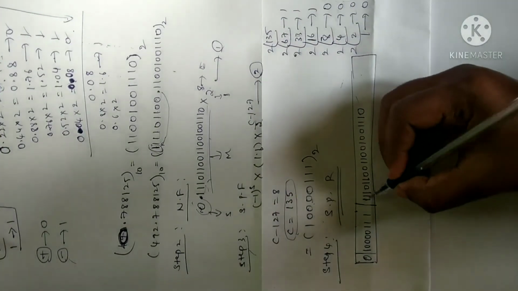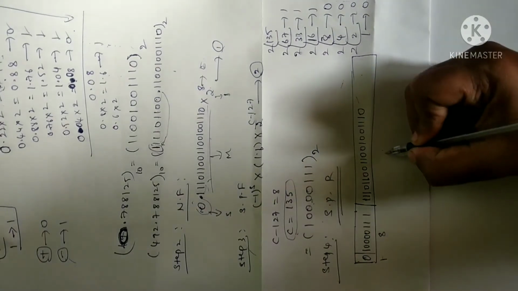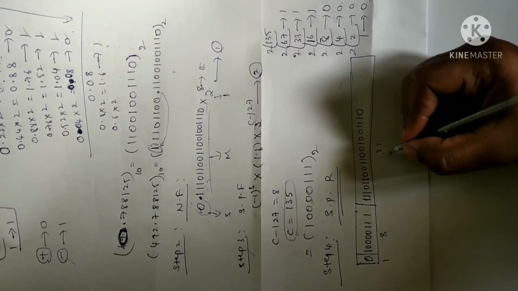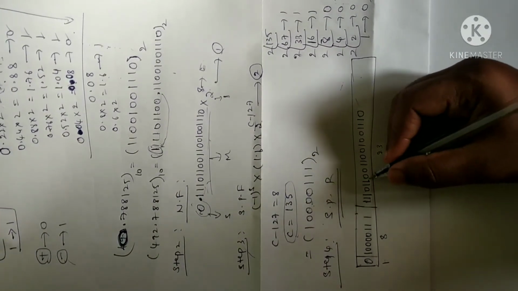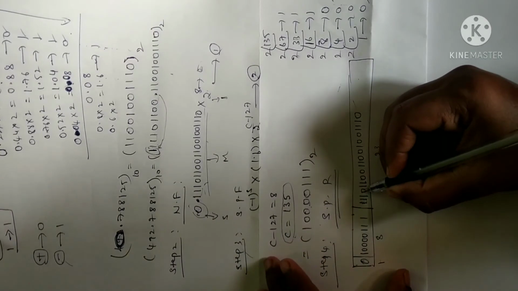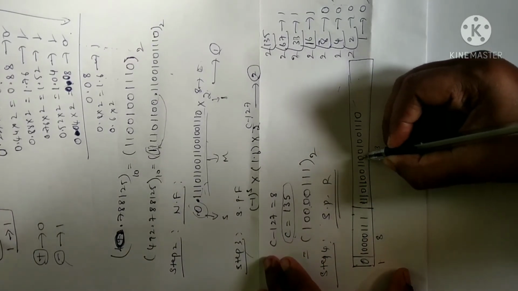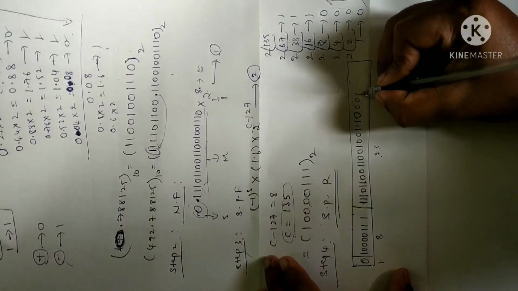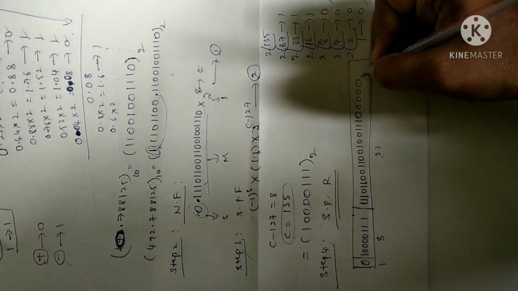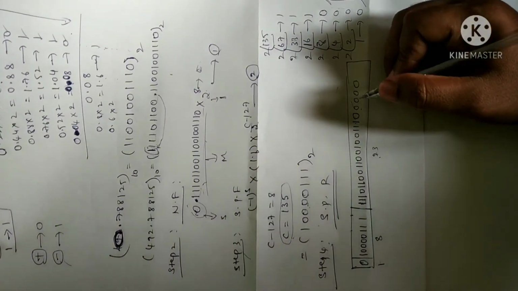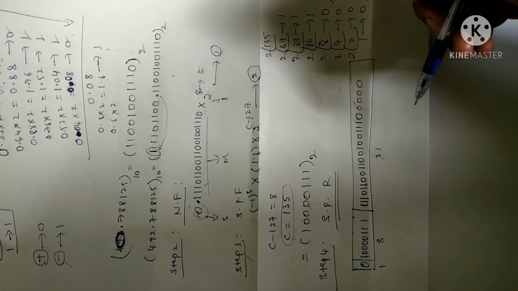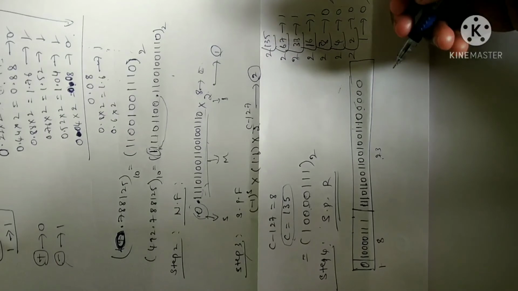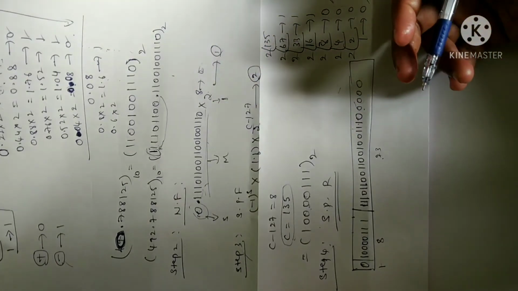So let me count: 8 bits for the exponent, 1 bit for sign. For the remaining, how many bits should you have? The total is 32 bits, right? So you should have 23 bits here. Now let me count the number of digits here: 1, 2, 3, up to 23. The remaining 4 places I have kept as 0. If you simplified only up to here, the remaining places you can fill with 0. It depends on the number of values you choose in the given problem.